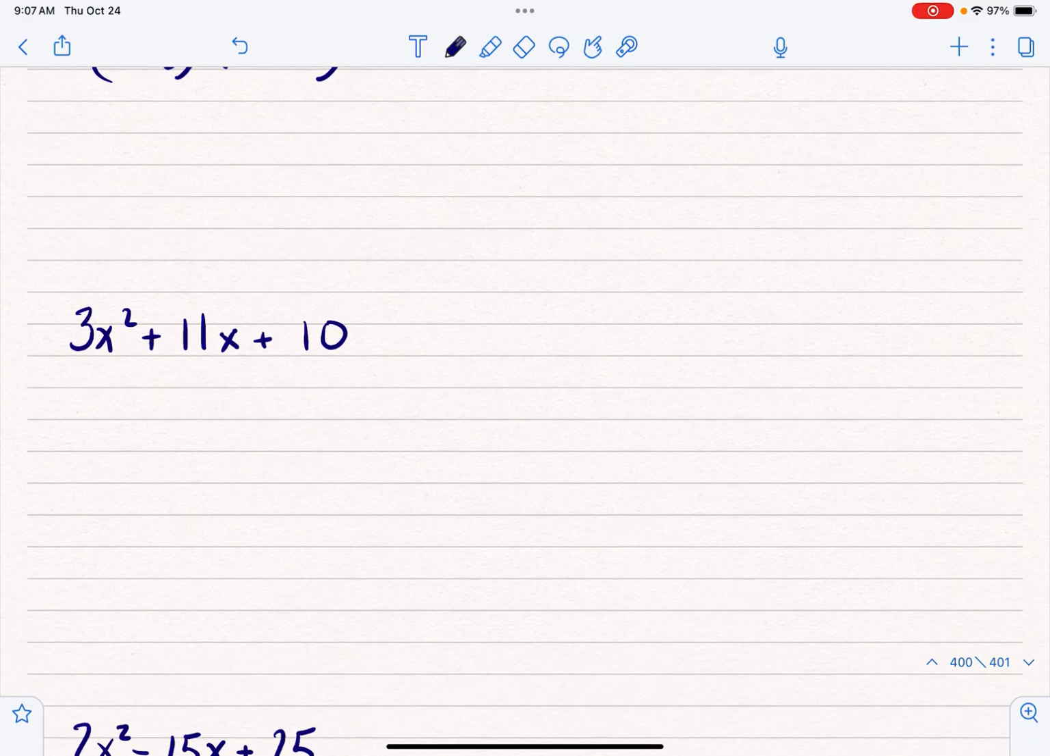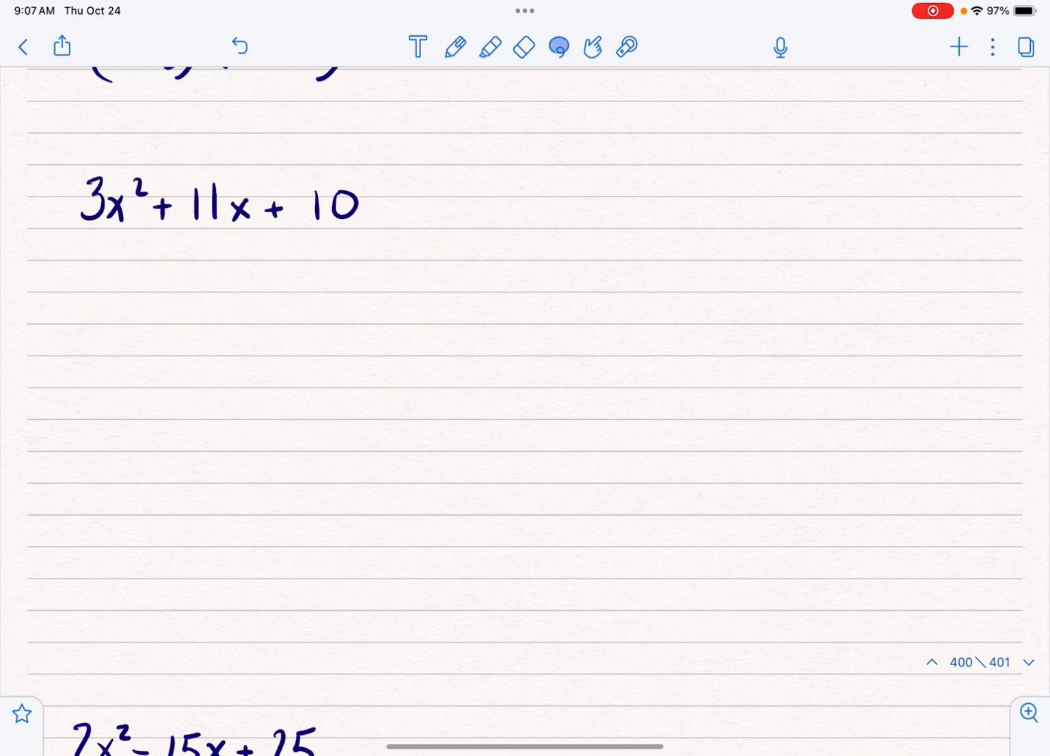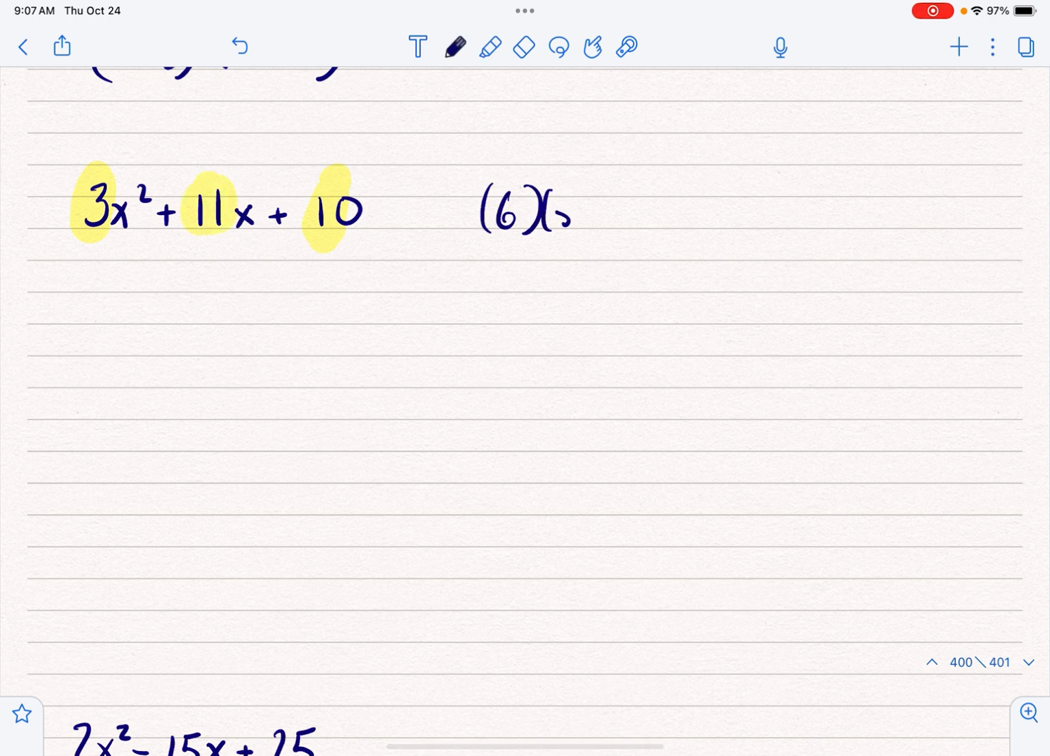Okay, let's try it again. We have 3x squared plus 11x plus 10. The very first thing we do is we say, what's 3 times 10? Well, that's 30. What are factors of 30 that add up to be 11? 6 and 5. 6 times 5 is 30, but 6 plus 5 is 11. So then I factor that out. I say 3x squared plus 6x plus 5x plus 10.